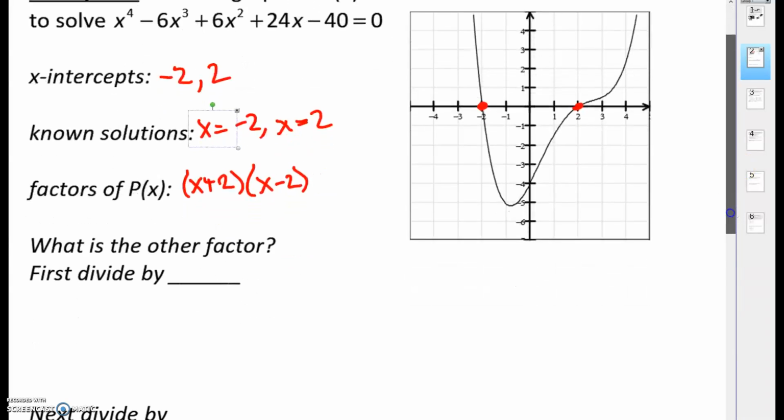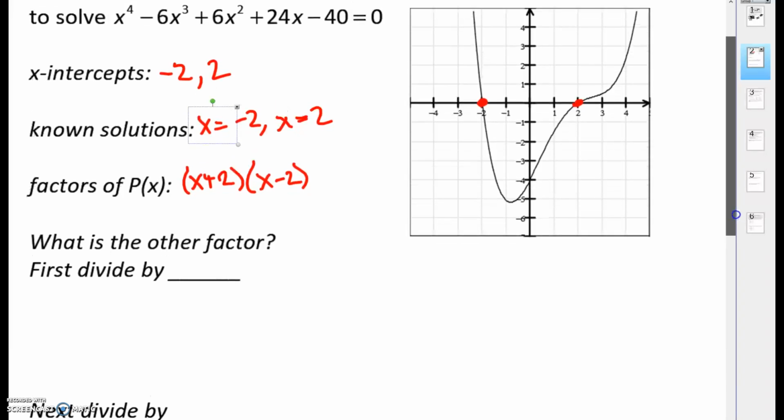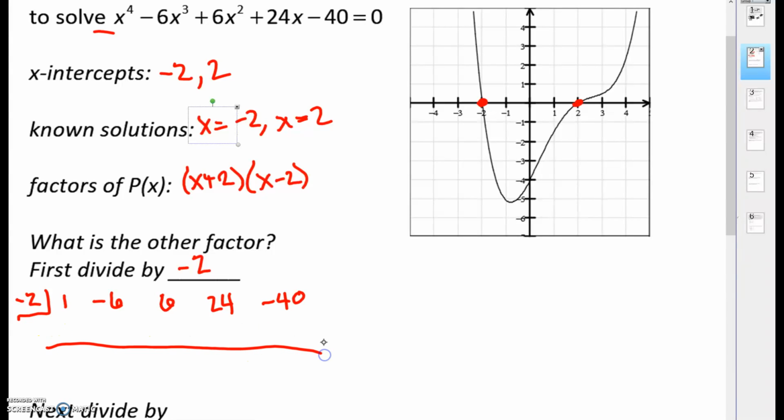So now let's work through how we can actually use that information to help us. I'm going to start off by dividing my polynomial by x plus 2. I'm going to use synthetic division, because we've got a leading coefficient of 1, so I'm going to put negative 2 in my box. The coefficients are 1, negative 6, 6, 24, and negative 40. That's a negative, I promise. And we're going to synthetically divide.